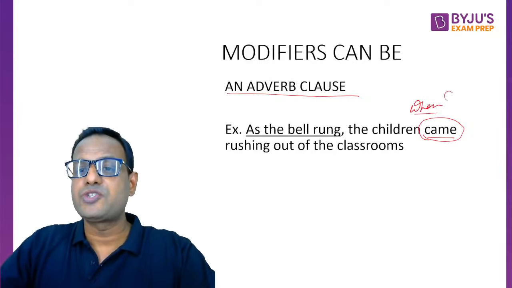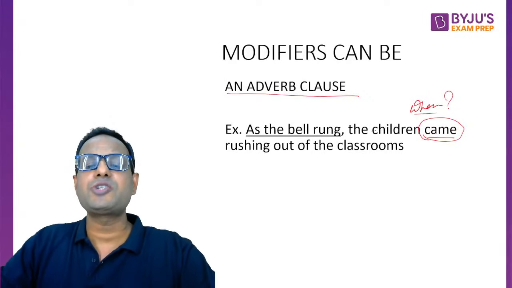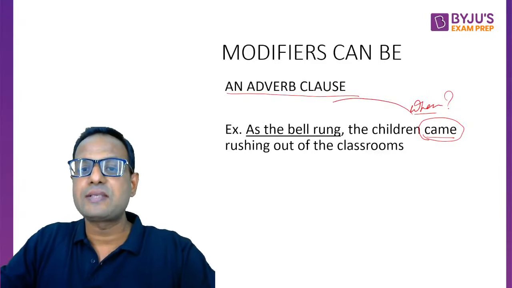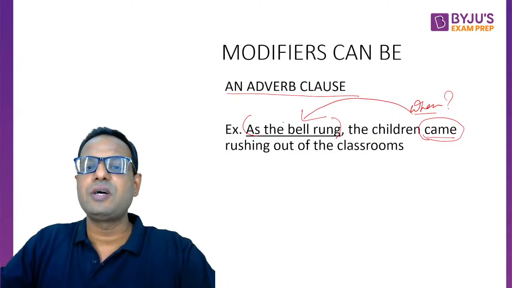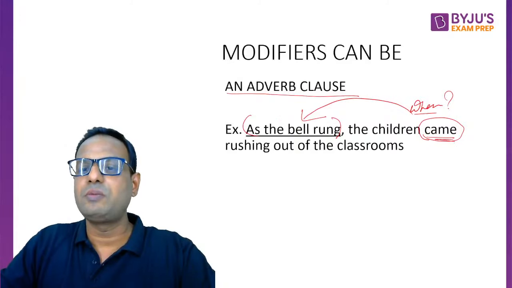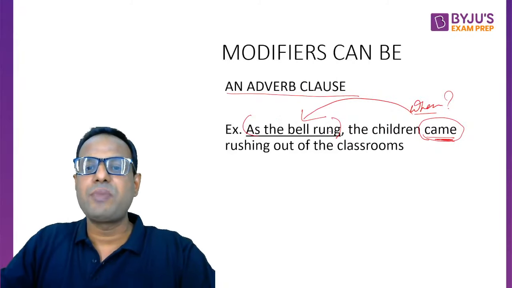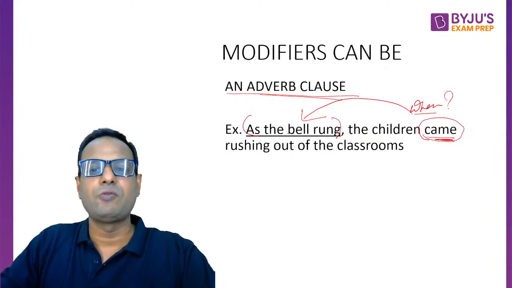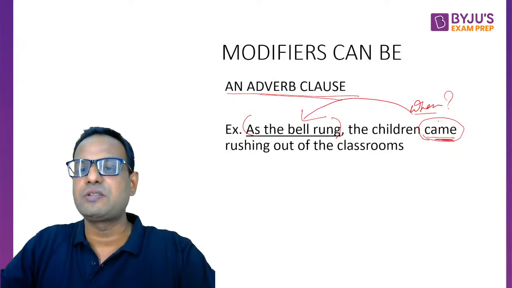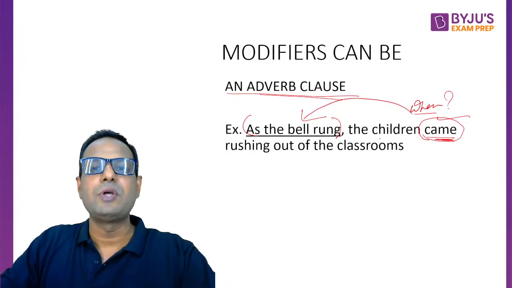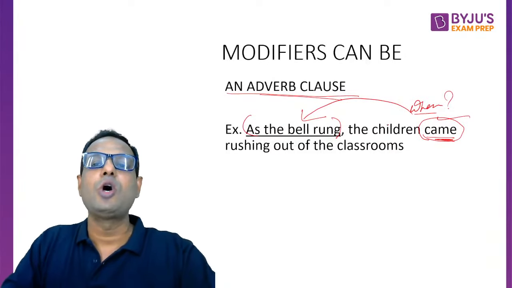Ask yourself a question. When did the children come rushing out of the classroom? As the bell rung. So, we have a sentence structure that qualifies the verb came. So, as the bell rung is an adverb clause, hence it is a modifier. Why? Because this adverb clause modifies the verb came. So this is what modifiers look like.